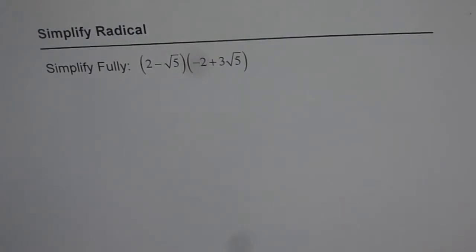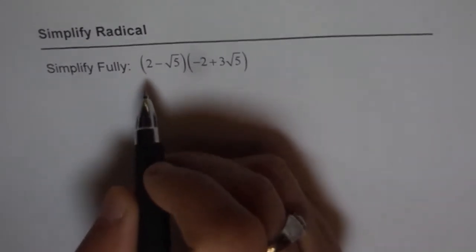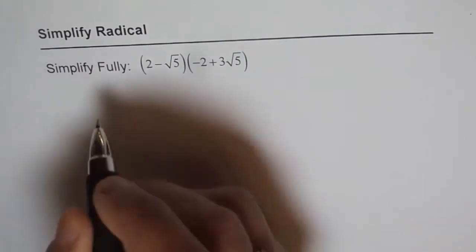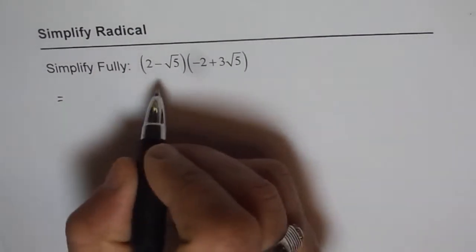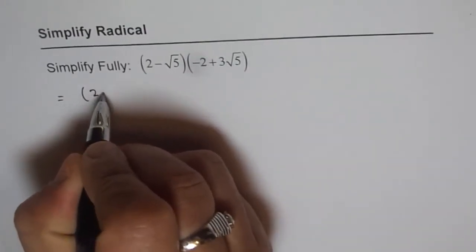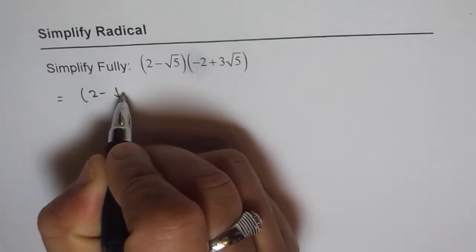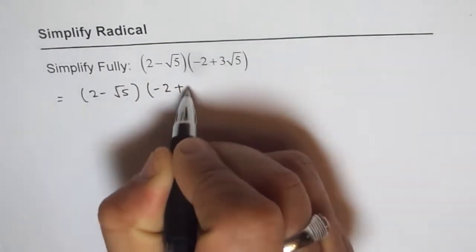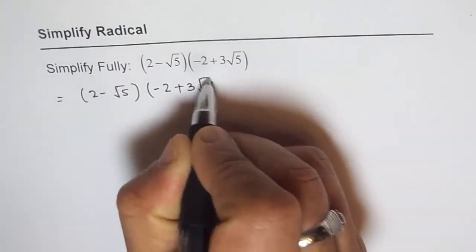Let's review the skills to simplify radicals. Here we have a product of two binomials and we'll expand it and then simplify. So let's write down the expression first. It is 2 minus square root 5 times minus 2 plus 3 square root 5.